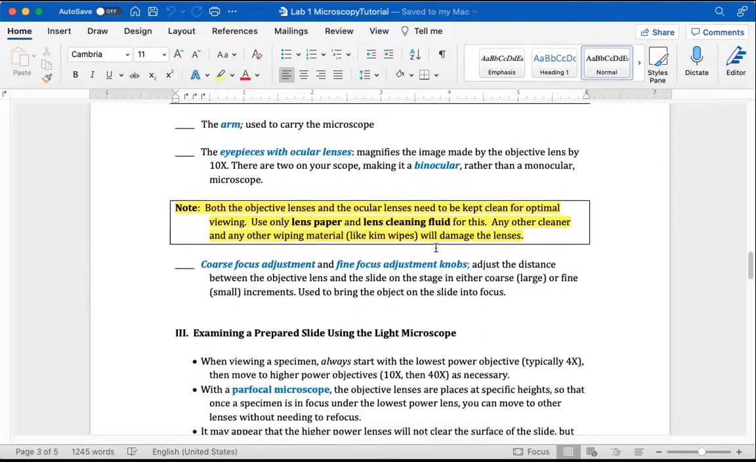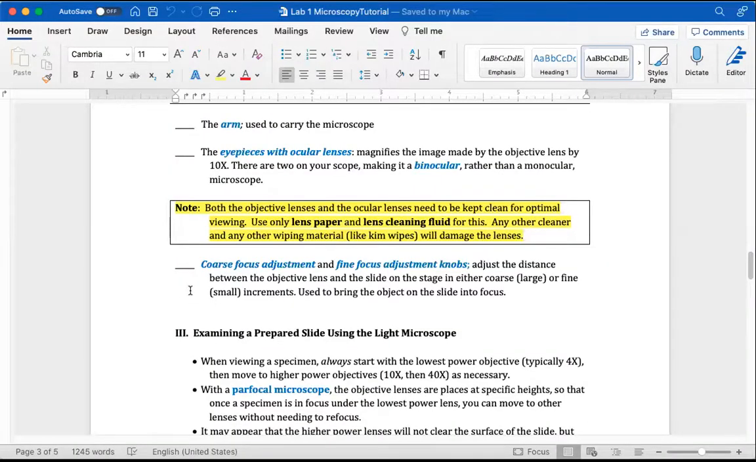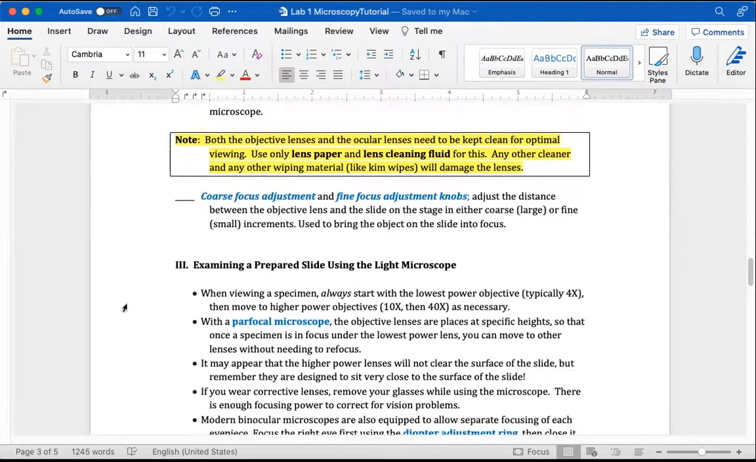The other thing I've noted here is that you can only clean objective lenses with specialized paper and specialized cleaning fluid. In other words, you don't ever use paper towel to clean a lens. You don't ever use a Kim wipe to clean a lens. You have to use specialized lens paper so you don't scratch it. We also use a specialized cleaning solution, because that won't scratch or damage the lens. Microscopes are fragile and microscopes are expensive. A typical compound light microscope is gonna run about $3,000 to $4,000. So we take care of them.